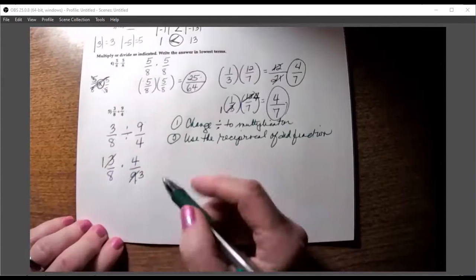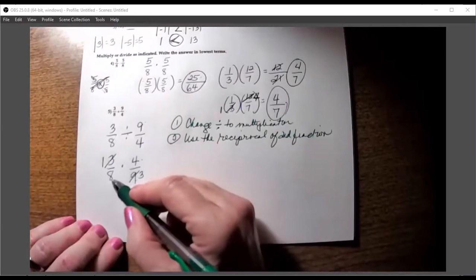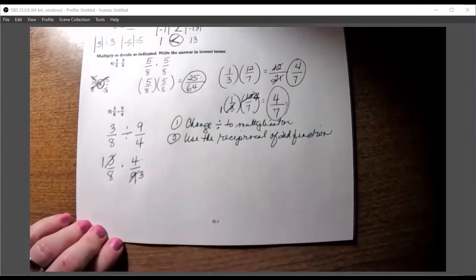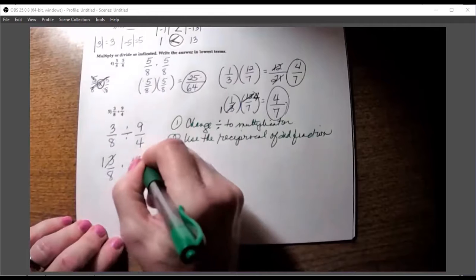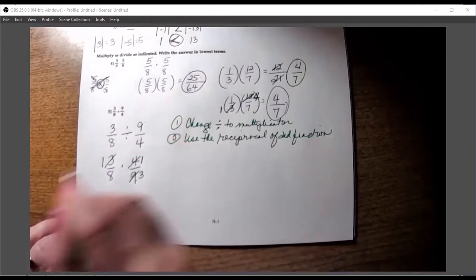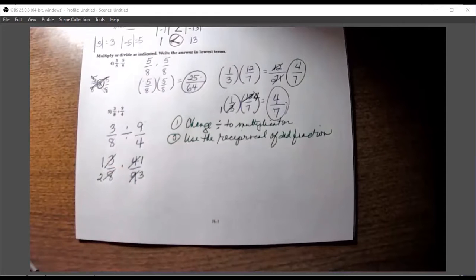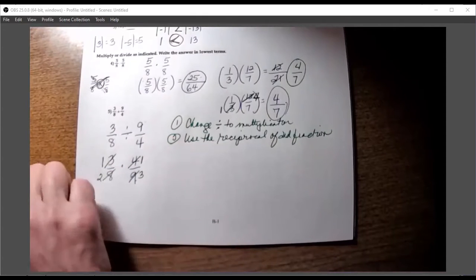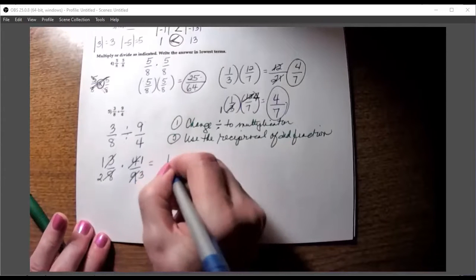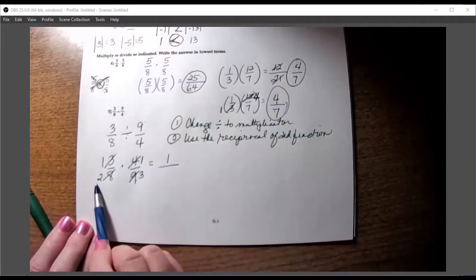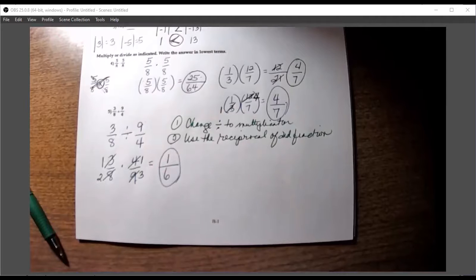And as I look closely here, in this set of numerator and denominator, this is 4 times 1, and this is 4 times 2. So I can also reduce the 4 and the 8. 4 divided by 4 is 1. 8 divided by 4 is 2. And I can't really reduce anything else, so now it's just time to multiply across. 1 times 1 is 1, and 2 times 3 is 6. And that's your answer.